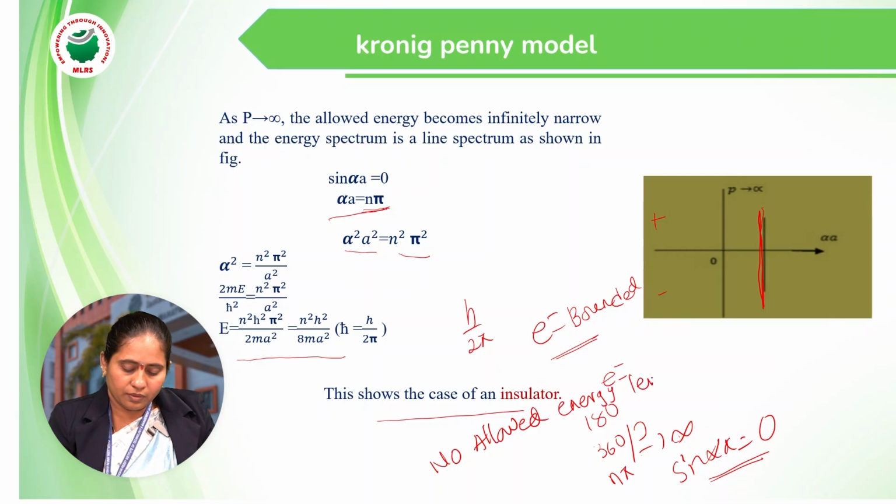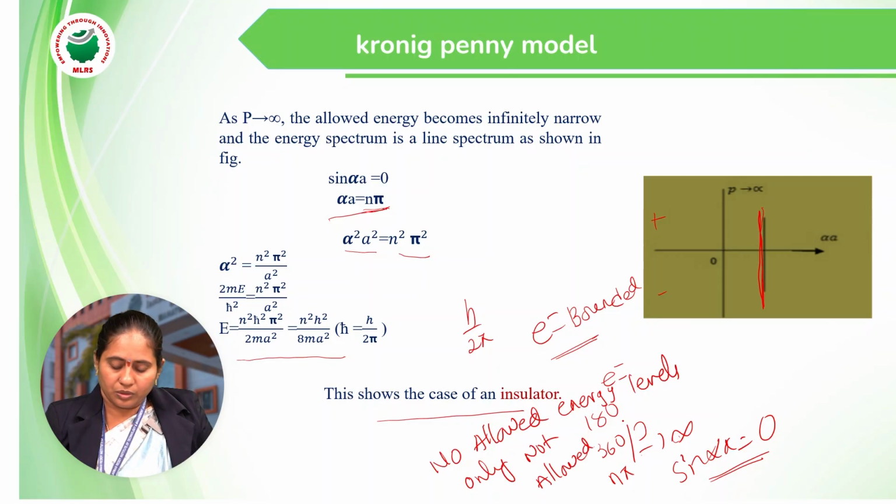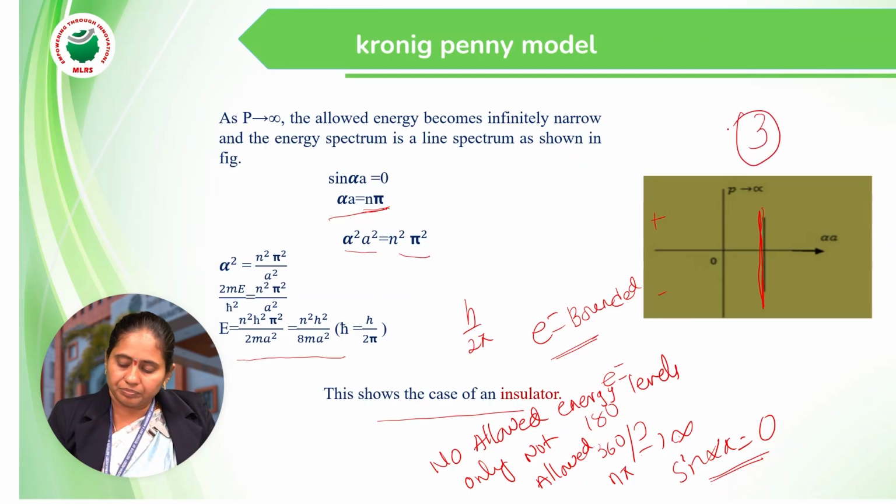No allowed energy levels in this case. Only not allowed energy levels. Everything is forbidden. There is no allowed. So this is a case of insulator. This is conclusion number 3. So this is about the Kronig and Penney model.